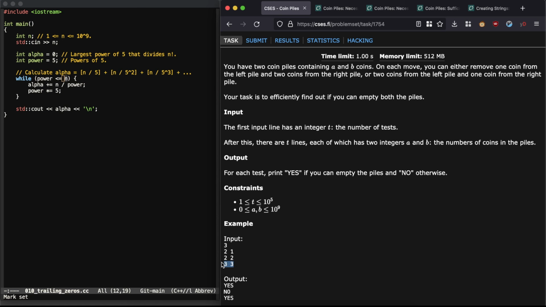For 3 and 3, again we have a solution. We'll remove 2 from this, we'll remove 1 from this, and then we are left with 1 here and 2 here. So we can just remove 2 from here and we can remove 1 from here. So we have a solution, yes.